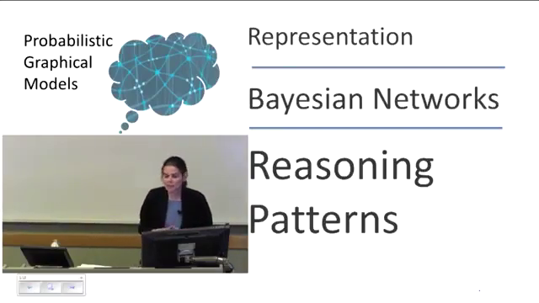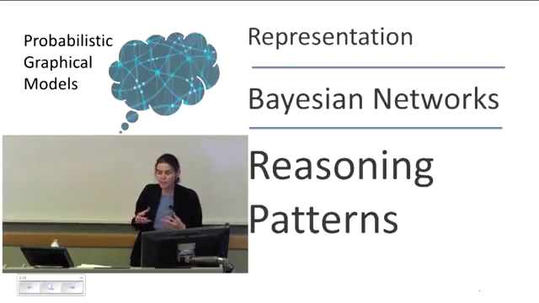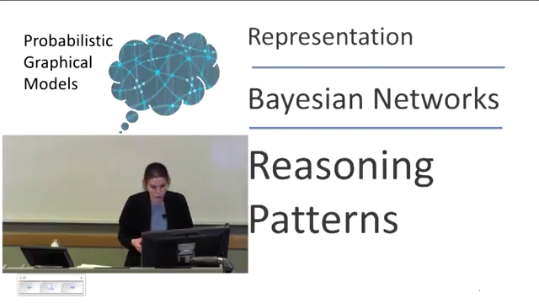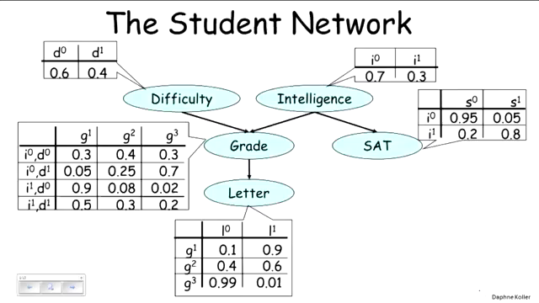Having defined the Bayesian network, let's look at some of the reasoning patterns that the network allows us to perform. So let's go back to our good old student network with the following CPDs. We've already seen those, so we're not going to dwell on it.